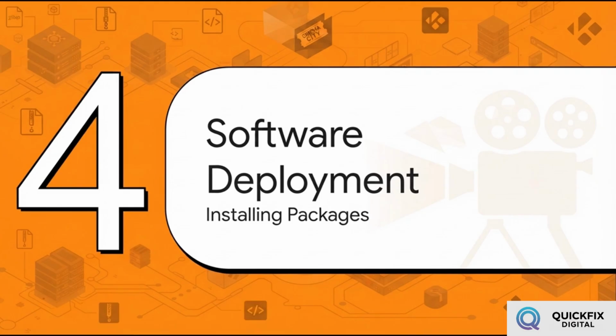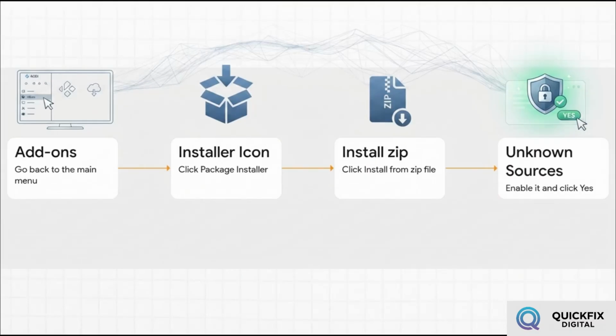Which brings us to Section 4, Executing Software Deployment. Now you'll want to head all the way back to your Kodi main menu and click on Add-ons. Look for that open box icon at the top left that opens the package installer, and then choose Install from zip file. Now, real quick, if this is your very first time doing this, Kodi is going to stop you and ask you to enable unknown sources. Don't panic, this is just a standard security override for third-party add-ons. Just go ahead and click Yes to keep moving forward.